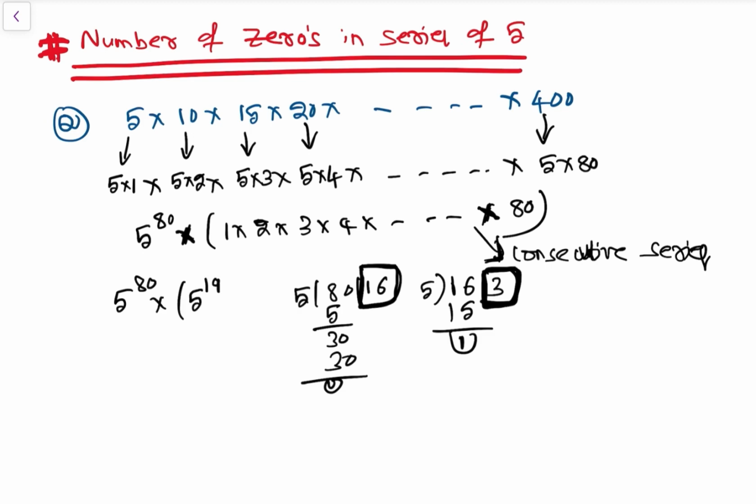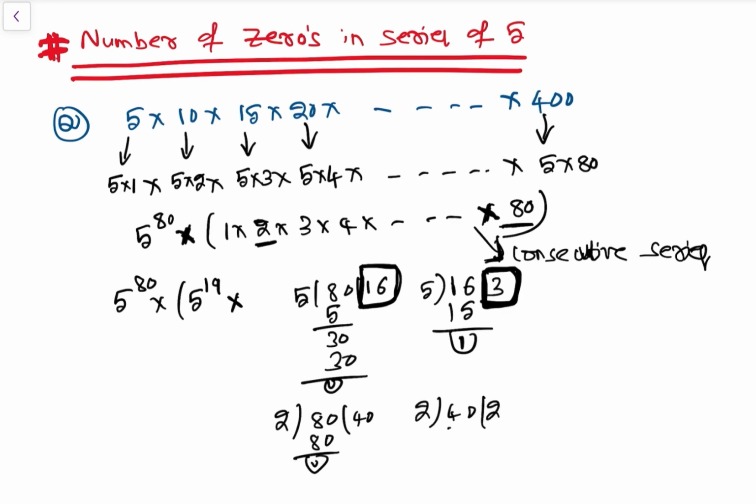Now we know that here 5s are more, so we need to find the number of 2s also. Okay, we need to find out the number of 2s here, because 5s are 80 plus 19, that is 99. So 2s will be fewer, so we will take the 2s. So here the number of 2s is 80 divided by 2, so that is 40. 2 40s are 80. Then 40 we need to divide by 2.